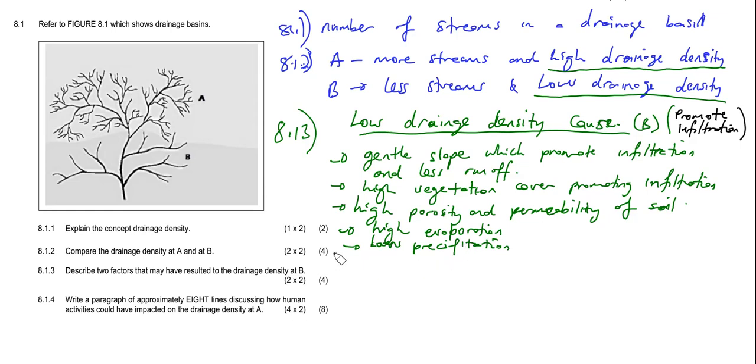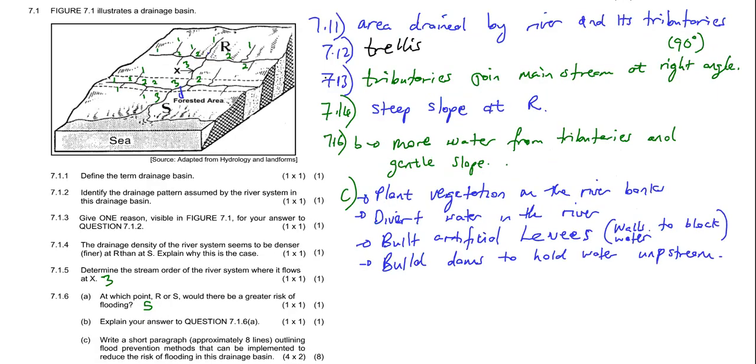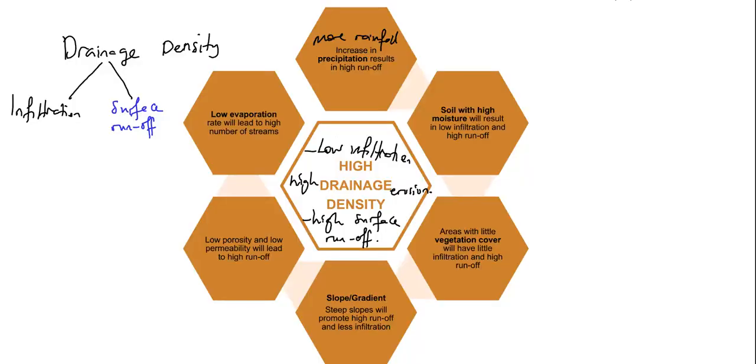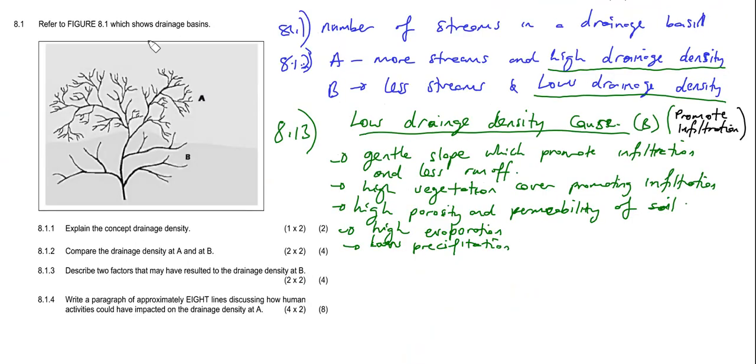Okay. So I think I've added more here. You can also refer back to this part here to understand and read it. This one here will help you very well, because we're just saying what resulted in the low drainage density.